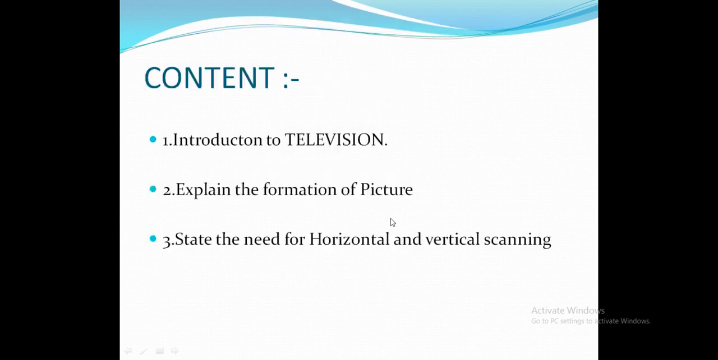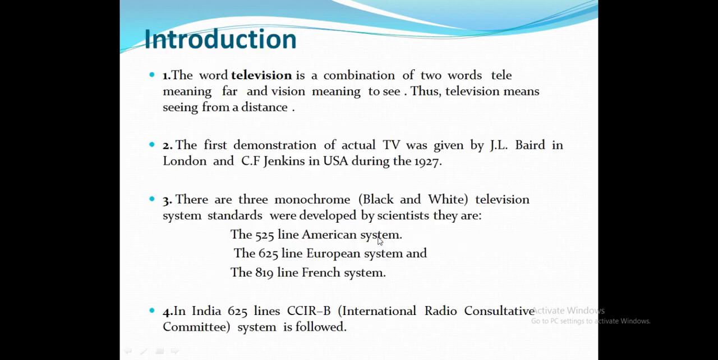In this video lesson, I am going to discuss the introduction of television and explain the formation of picture, and state the need for horizontal and vertical scanning. So first of all, we will discuss the introduction of television.